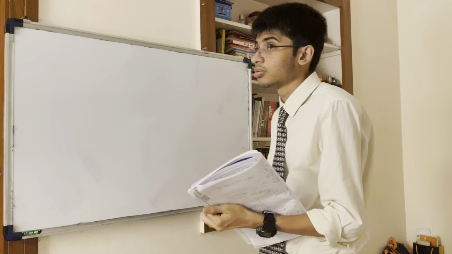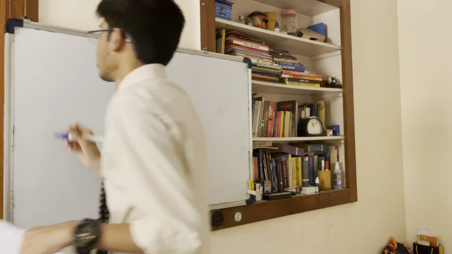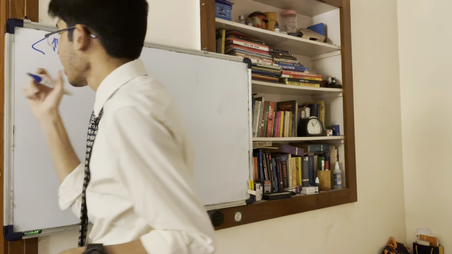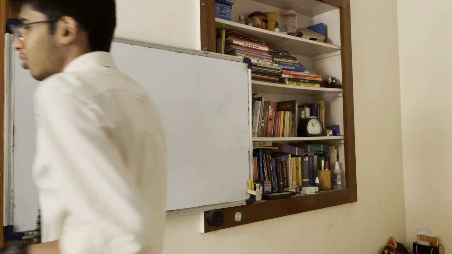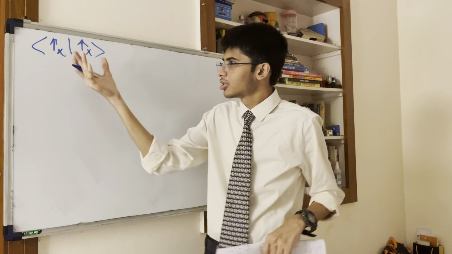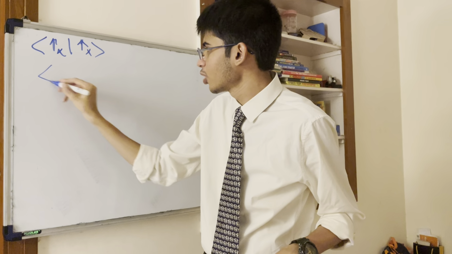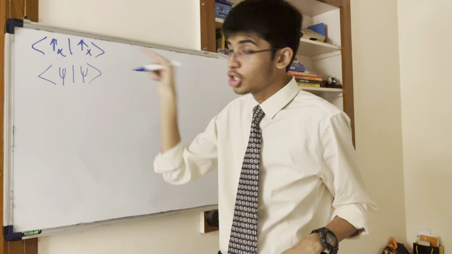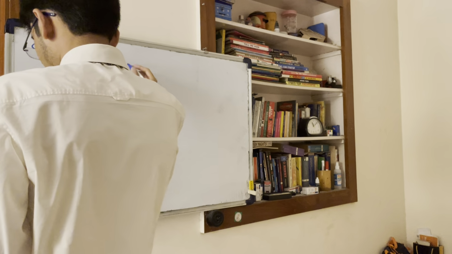So if we take the property, let's take spin up x, its inner product with spin up x. This basically gives us, it's just a different way of writing this. So this should be equal to 1. Now let's check if it is equal to 1.